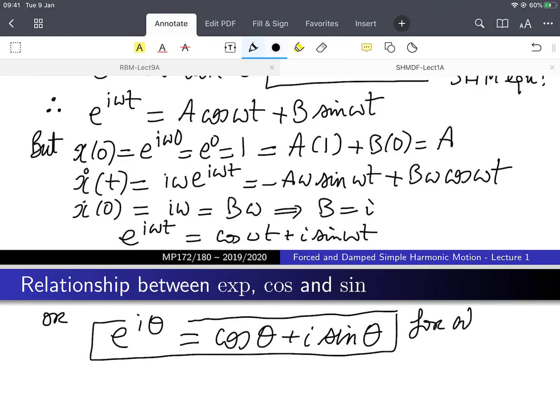For all theta. Isn't that a nice way to prove that formula? That's the so-called Euler formula. We did it using differential equations. I just called theta, omega t, I called it theta. And then it works, since t is arbitrary. That's the so-called Euler's formula.